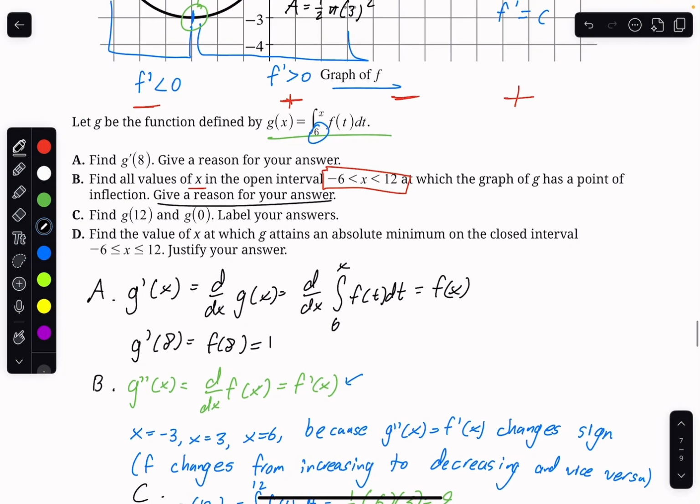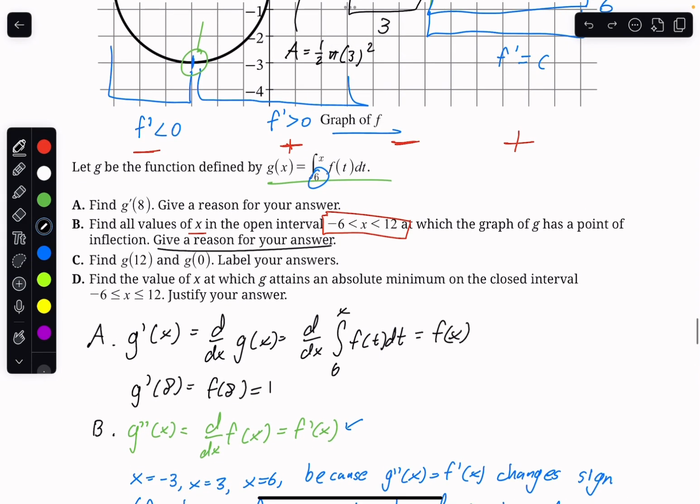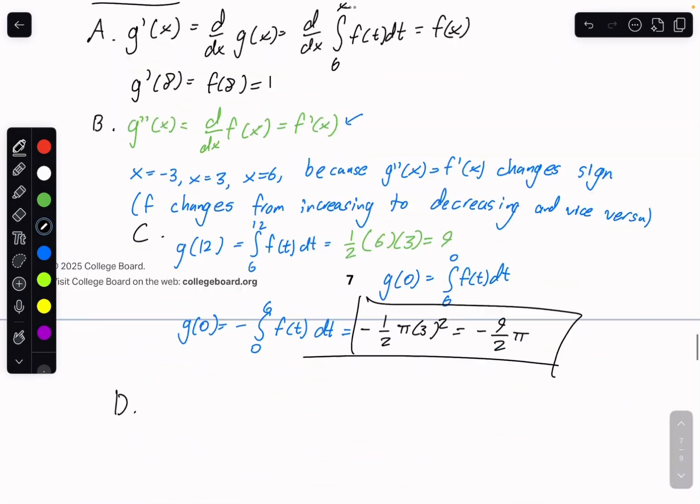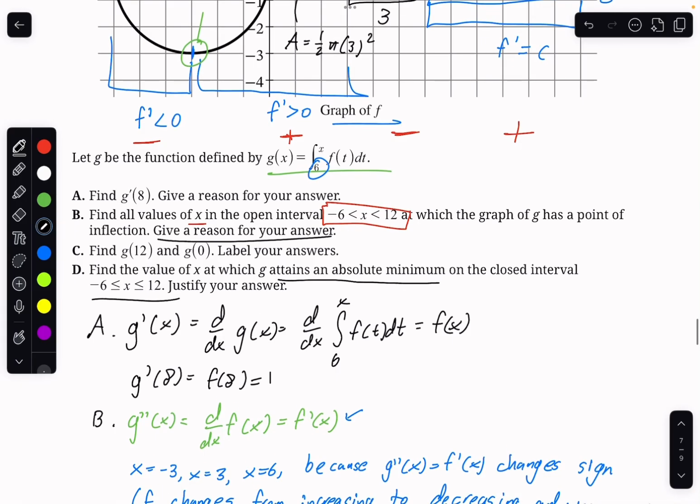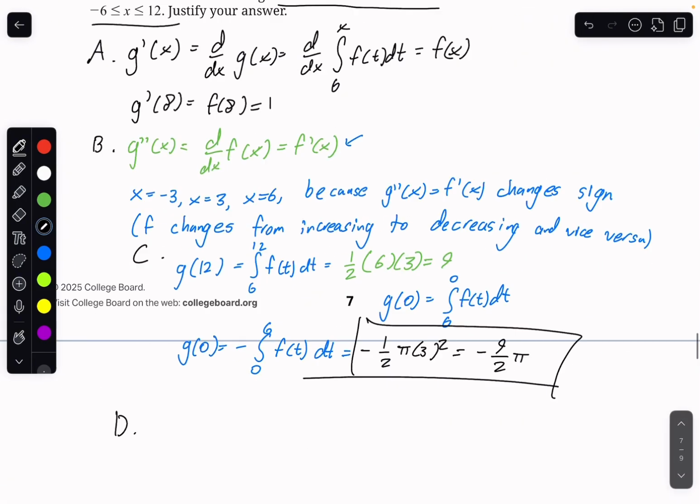Part D asks, find the value of x at which g, our integral from 0 to x, attains an absolute minimum on the closed interval from negative 6 less than or equal to x less than or equal to 12. Justify your answer. So, what we have to do is analyze g prime of x. We can't tell when g attains an absolute minimum unless we look at the derivative of the function.